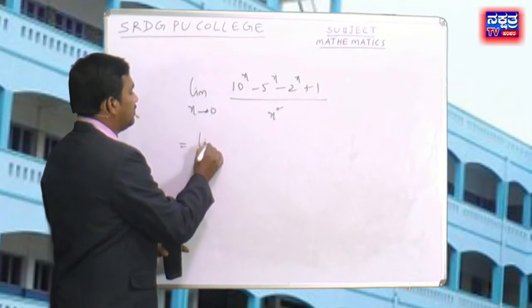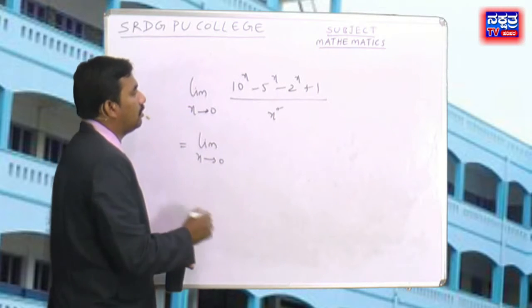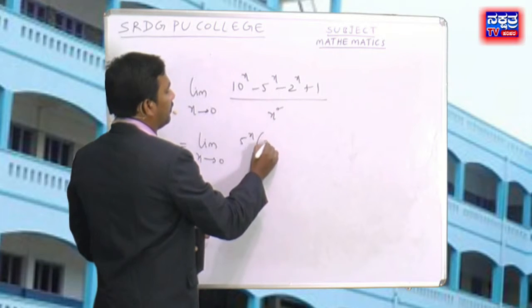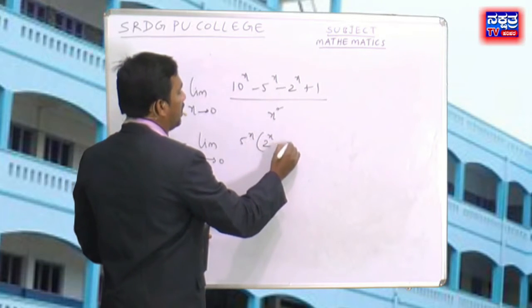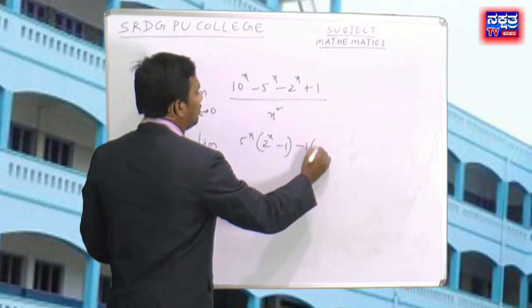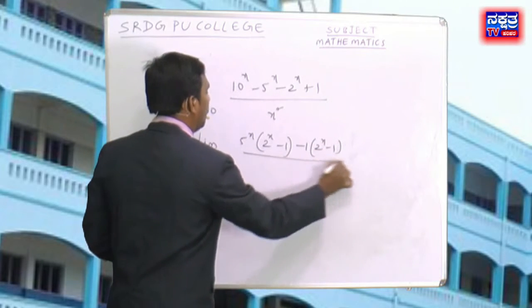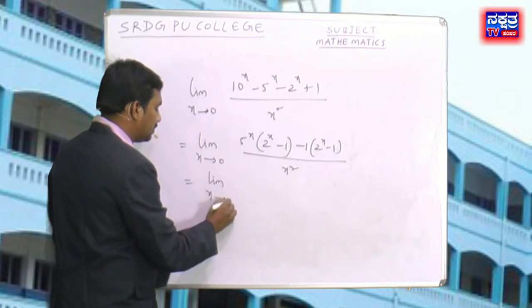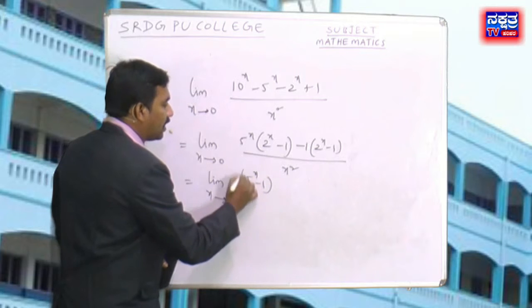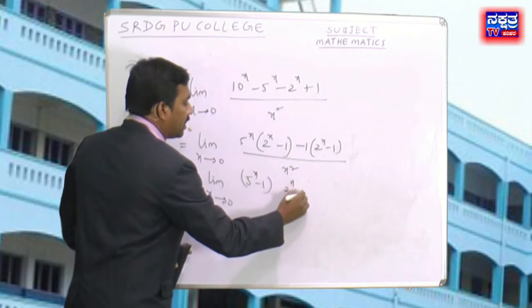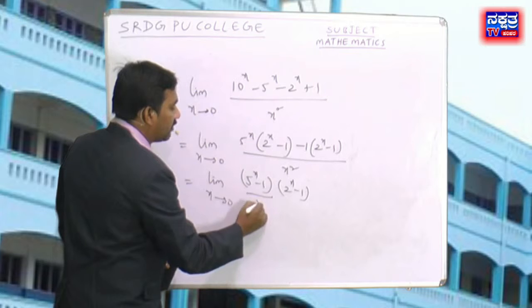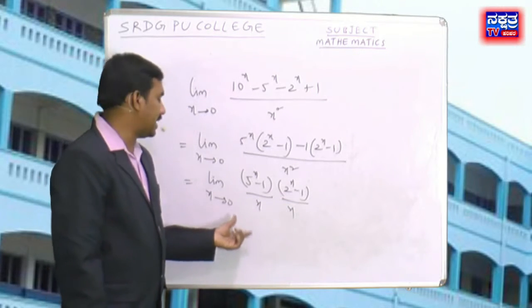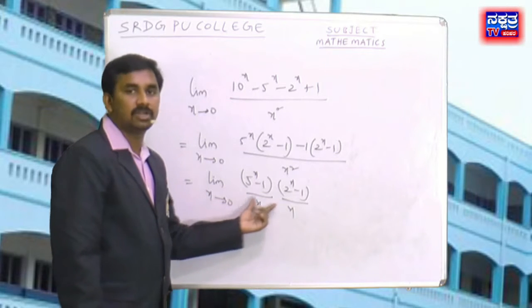Here we can write this as limit x tends to 0. We can take 5 power x common, then it will become 2 power x minus 1, and minus 1 common, 2 power x minus 1 by x square. Then we can write it as two functions, that is 5 power x minus 1 into 2 power x minus 1. The denominator is 2x into x. This is a function like limit x tends to a of f of x into g of x.